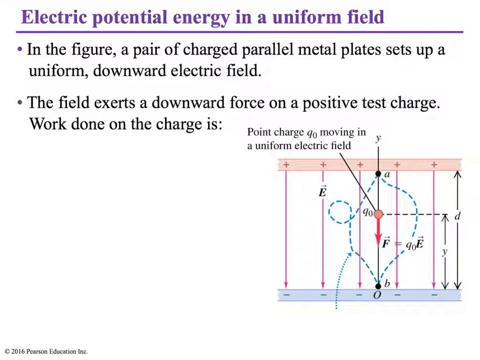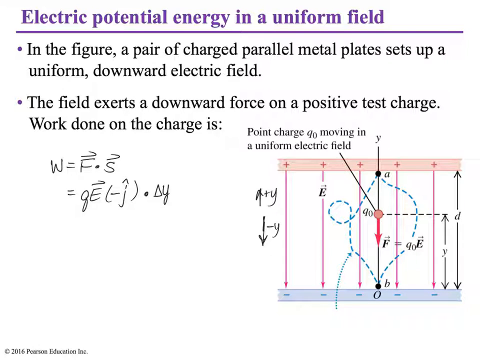Now, if we want to think about the work done on the charge, the work done is going to be found by the force times the distance. The force is QE, which in this case is in the minus y direction. And the distance is going to be the displacement in the y direction, which in this case is also going to be in the minus y direction.